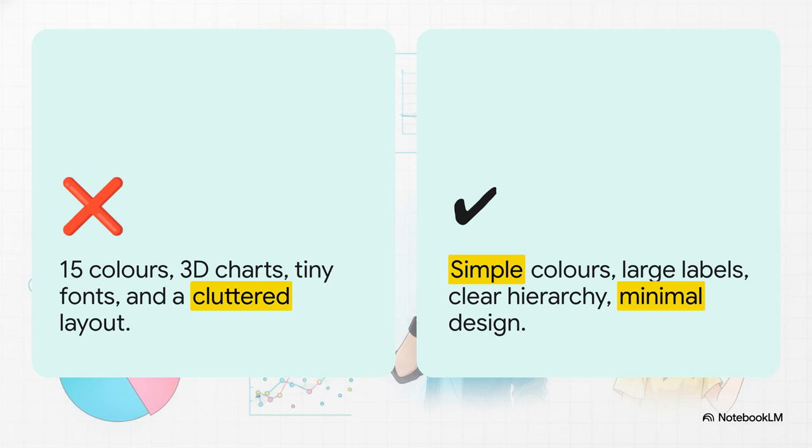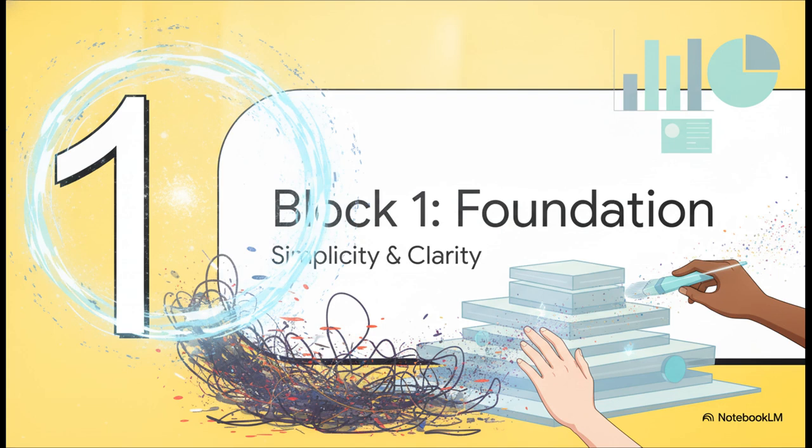Poor design, like the first example, doesn't just confuse people, it actively misleads them. It hides the actual insights and ramps up cognitive load. But good design, it cuts right through the noise, saves you time, and actually drives better decisions. To get to that level of effectiveness, we need a sort of survival toolkit. We're going to break this down into three main building blocks, starting with block 1, foundation. This covers simplicity, clarity, and chart choice.